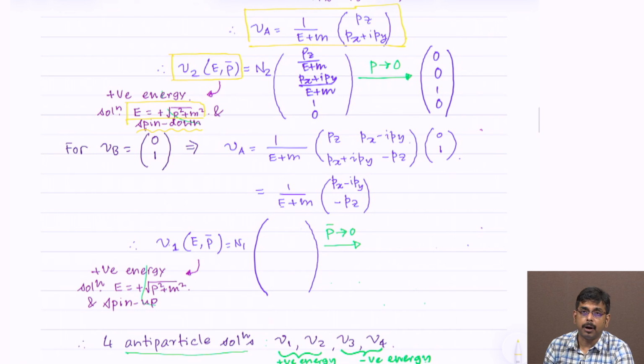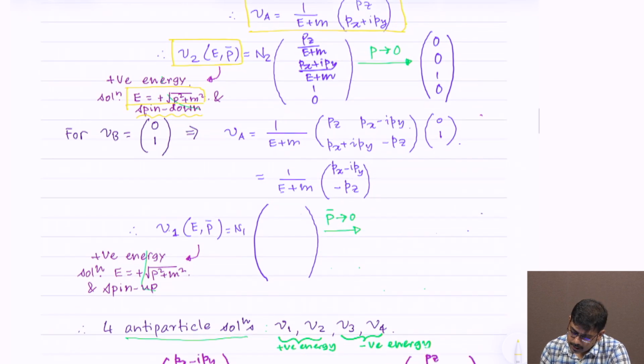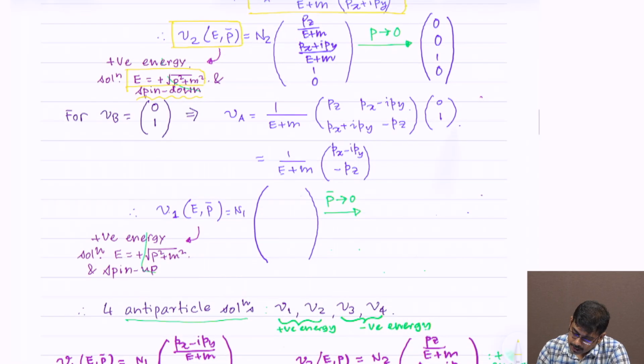Now, let us do the other part, which is Vb equal to 0 1. Once again, Va is equal to 1 by E plus M sigma dot P Vb. Put in this matrix value 0 1, do the matrix multiplication, and here we go.